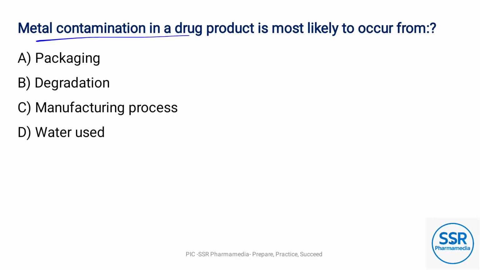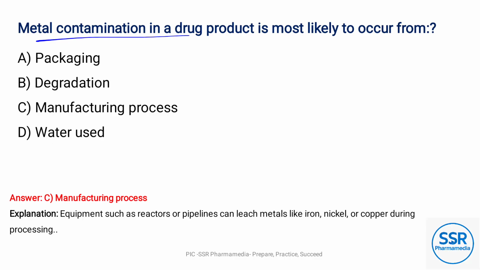Metal contamination in a drug product is most likely to occur from, so the answer is option C, manufacturing process. Equipment such as reactors or pipelines can leach metals like iron, nickel or copper during processing. So that's called metal contamination of impurities.